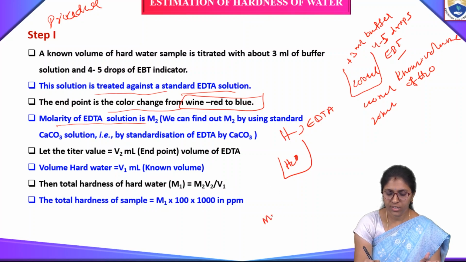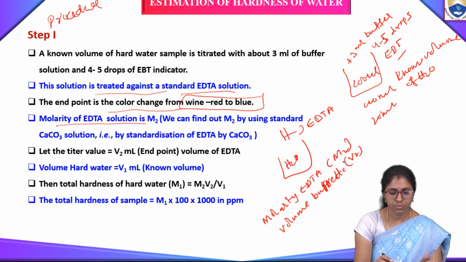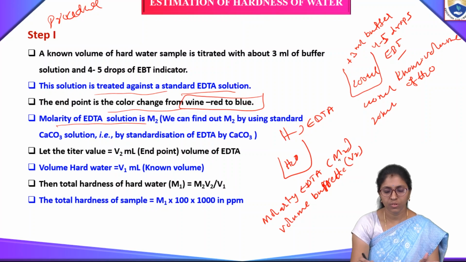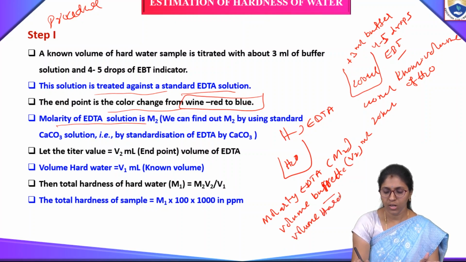Here, the molarity of EDTA is taken as M2. The volume observed in the burette, the titer value or volume of EDTA from the burette, is V2 ml. Here we have taken a known volume of hard water, the volume of hard water, V1.